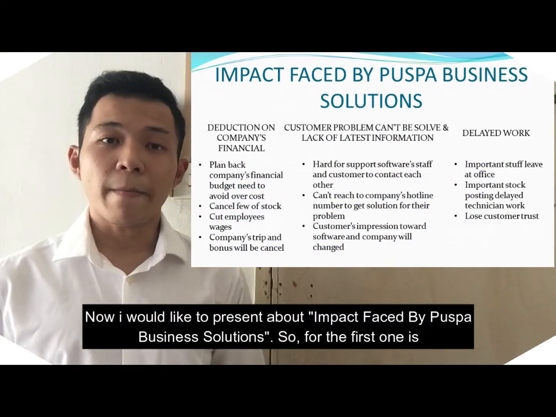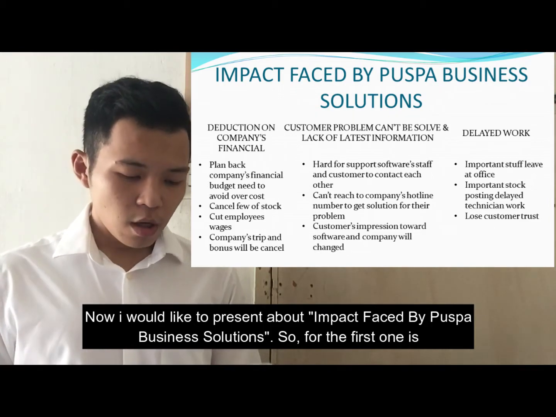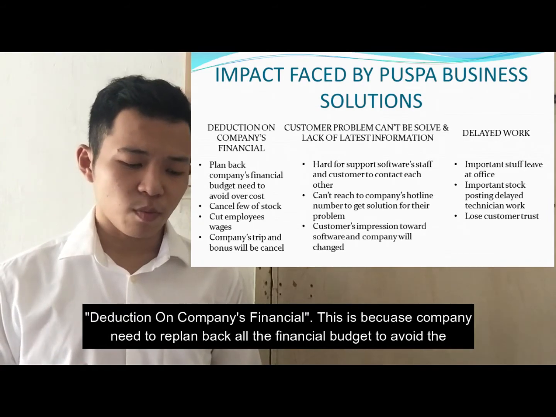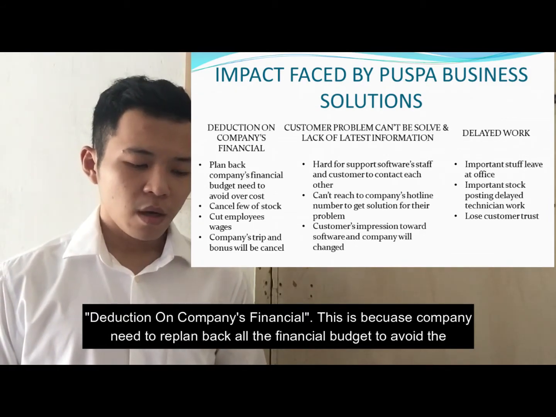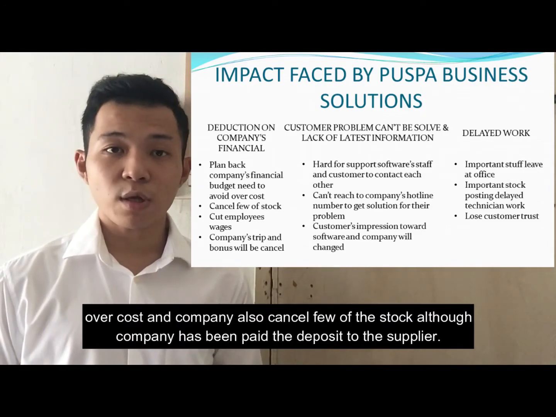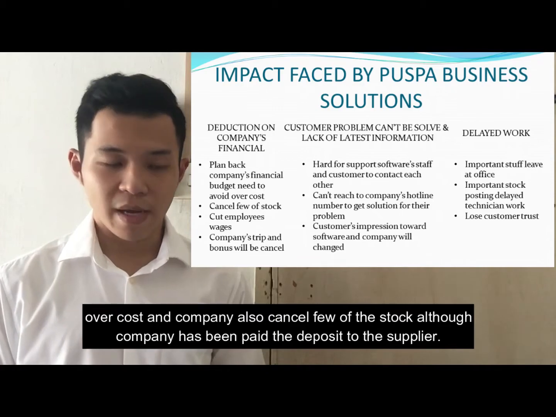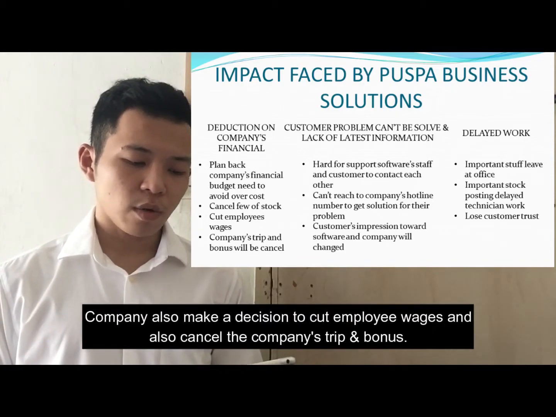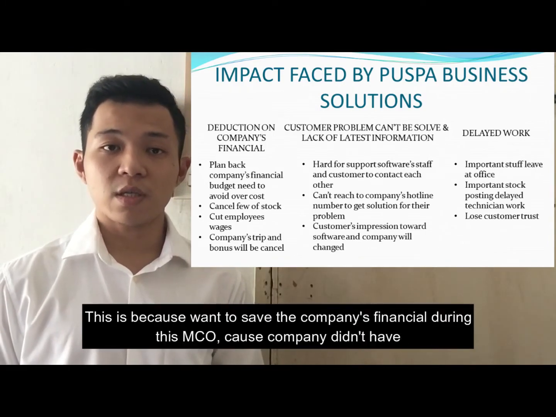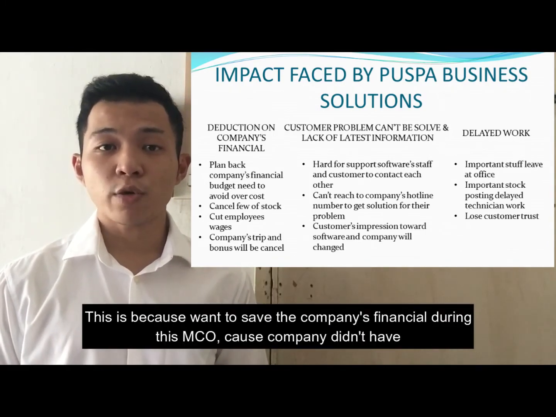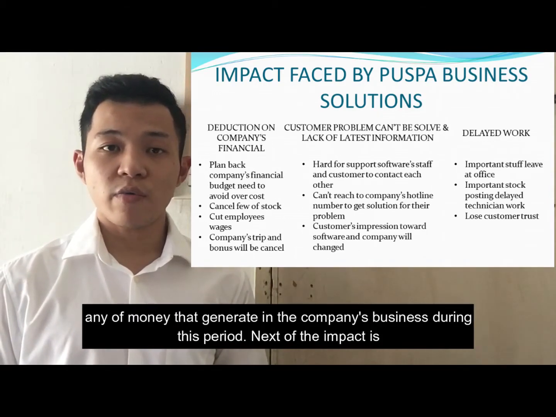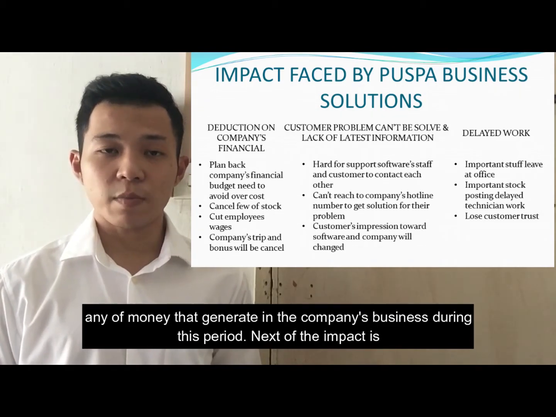I would like to present the impact faced by Puspa Business Solutions. So for the first one is deduction on the company's finances. This is because the company needs to replan all the financial budgets to avoid overcost. And the company also cancelled an order of stock although a deposit had been paid to the supplier. And the company also made a decision to cut employee wages and also cancel company trips and the bonus. This is because they want to save the company's finances during this MCO, because the company didn't have any money being generated from the business during this period.